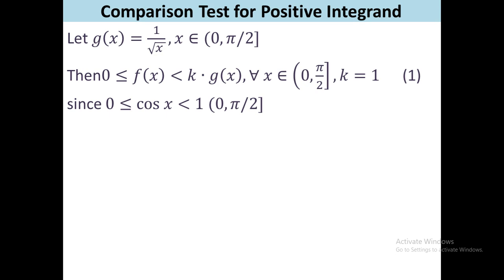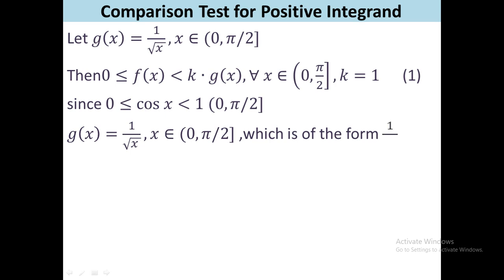g(x) is convergent. Here you see that g(x) is of the form 1 by (x minus a) whole to the power mu. Here a means 0, therefore g(x) is 1 by (x minus a) whole to the power mu with mu equal to half. g(x) equal to 1 by root x is of the form 1 by x to the power mu, with mu equal to half, which is less than 1.